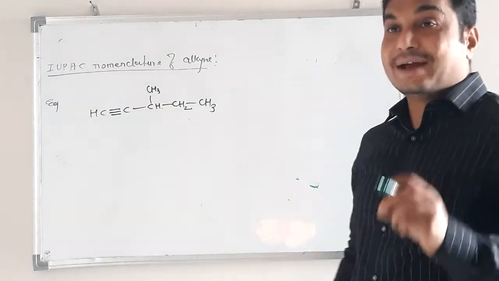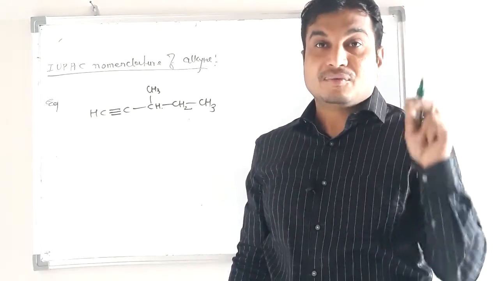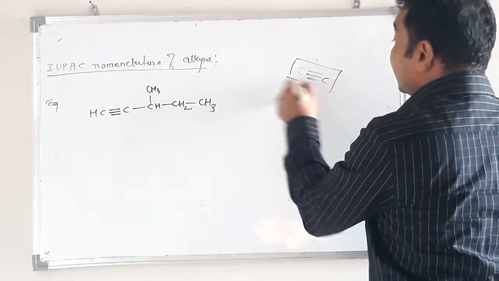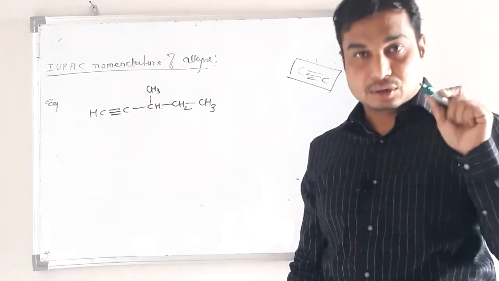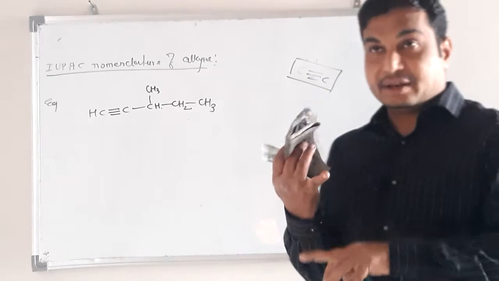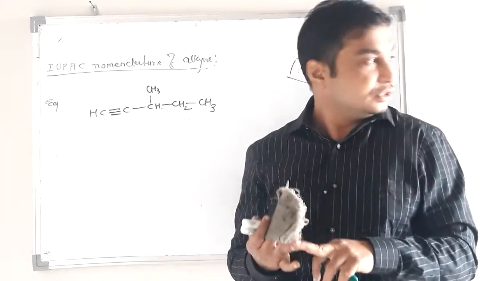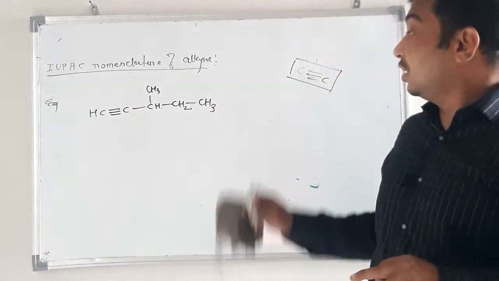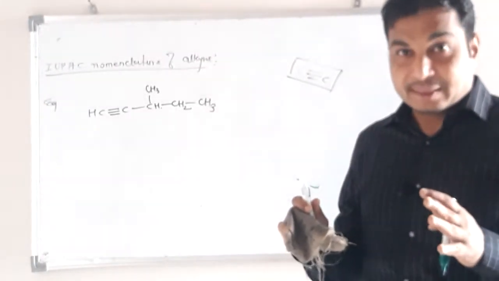First thing, you have to identify the functional group. In case of alkyne, the functional group is the carbon-carbon triple bond. It is an important part of this compound. In case of alkane, the functional group is the carbon-carbon single bond. In case of alkene, it is the carbon-carbon double bond, and in case of alkyne, it is the carbon-carbon triple bond, and that is very, very important. So this is the alkyne family.